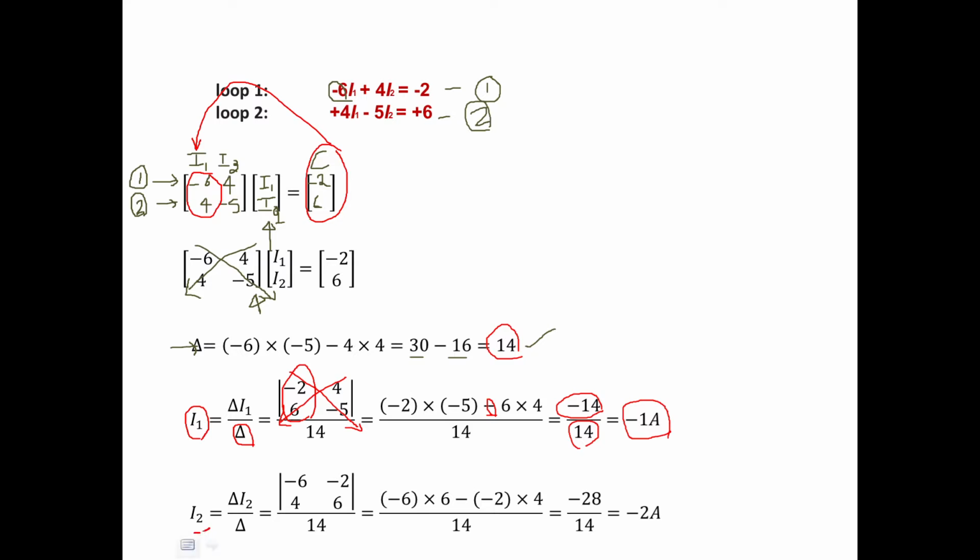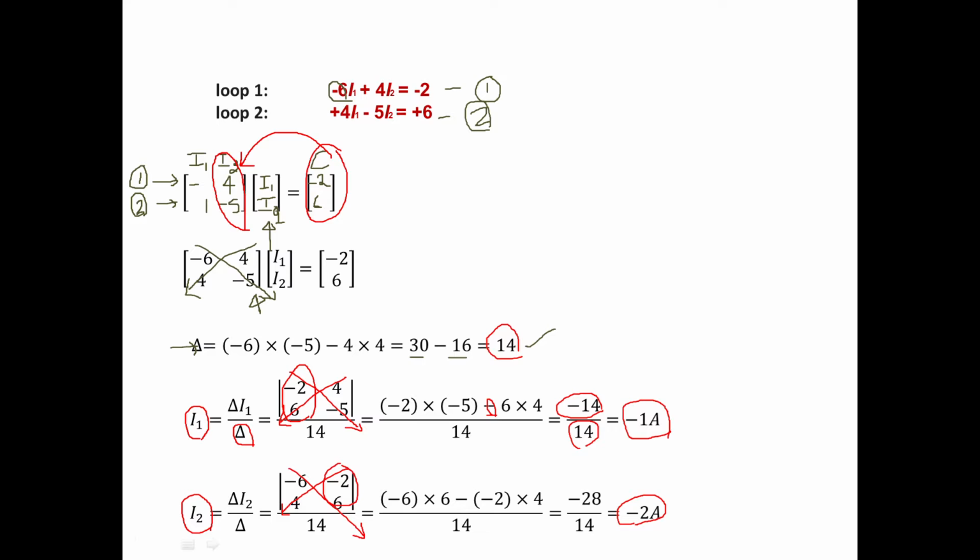Now what about I2? I2 is delta I2 by delta. Now what do you mean by delta I2? Delta I2 means remove the column corresponding to I2. So here please remove this column and replace it with this one. When you replace this, you will get minus 2 and 6 here, and then follow the same procedure. Multiply these two numbers minus these two numbers. So you will get minus 28 by 14, minus 2 amperes.